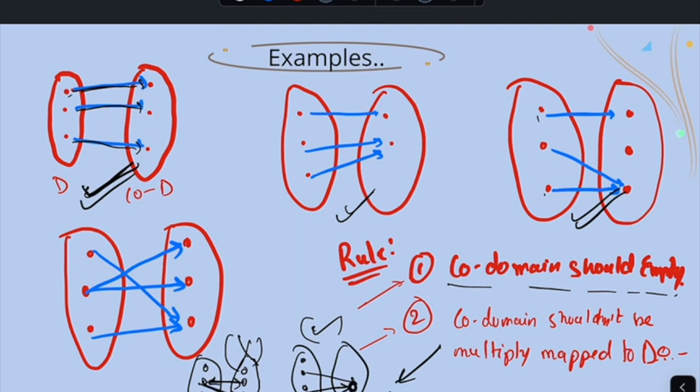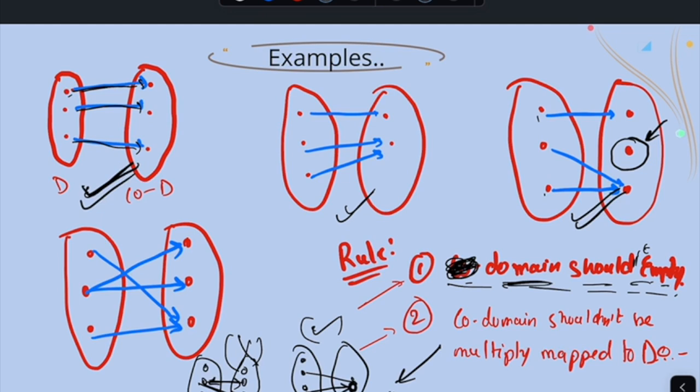Here you can see that this part of codomain is not mapped to anyone. But it's fine, because the rule says that domain shouldn't be empty. Codomain can be empty. There are various points on the y-axis which are not mapped, and it is still a function. So this is also a function.